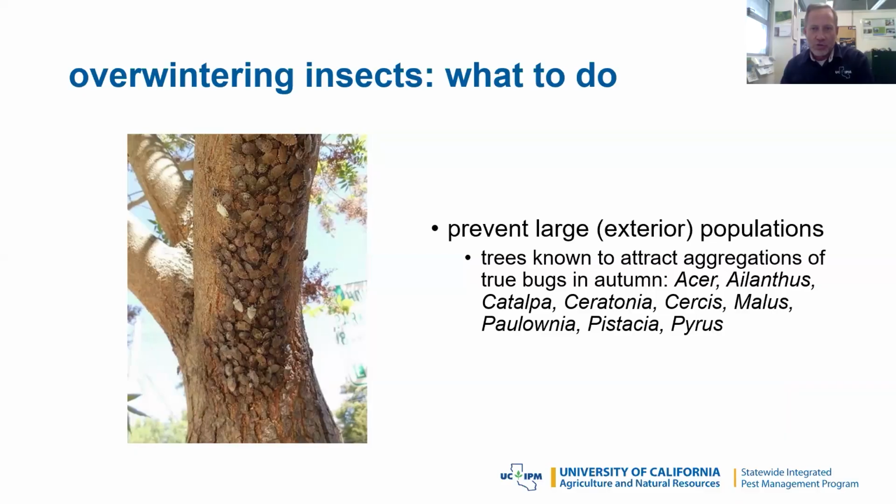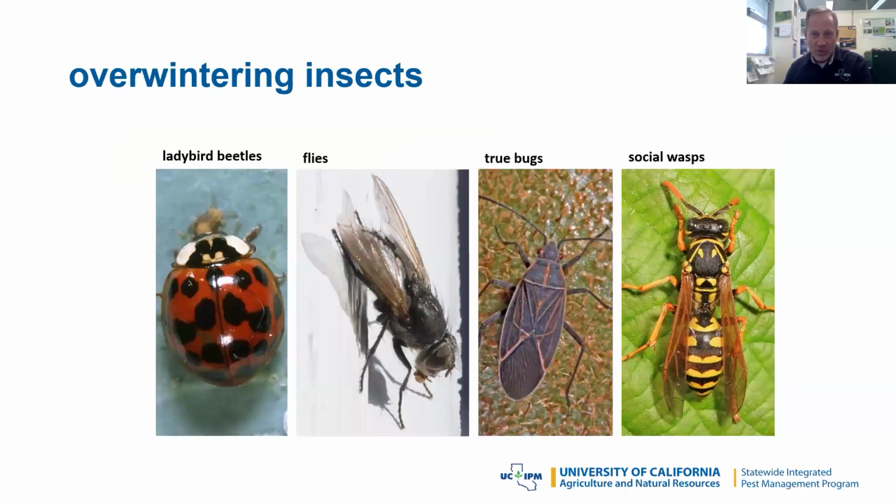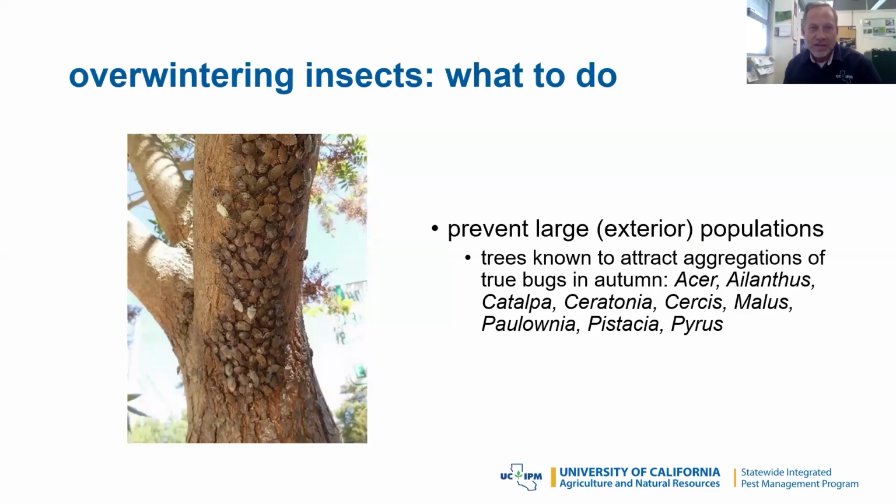One thing, especially with our true bugs, is we can try to avoid or prevent large populations developing outside near homes. There are certain tree species that are known to attract these stink bugs, as well as box elder bugs. Box elder bug was the one I showed here, the third image, true bugs. That's a box elder bug. These are plant feeding bugs, and so they are attracted to certain plants. And especially if you have a tree that's attractive, you may have an aggregation of these insects in late summer, early fall, before they move into structures.